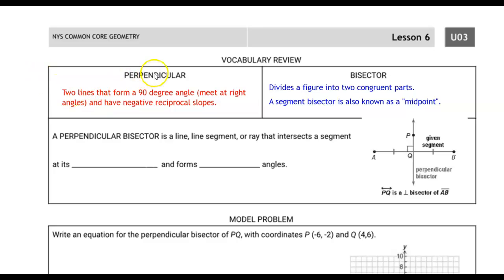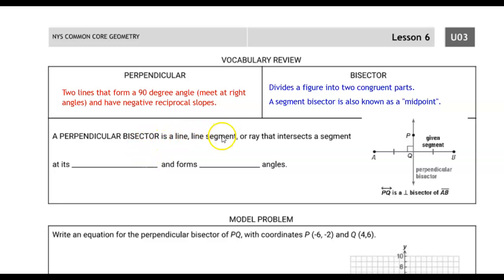As you know, perpendicular lines are two lines that form a 90-degree angle and have negative reciprocals. A bisector divides a figure into two congruent parts. The bisector for a segment is known as a midpoint. That midpoint is a segment bisector. So a perpendicular bisector does both things. A perpendicular bisector forms 90-degree angles with a pre-existing line segment, and it divides a figure into two congruent parts.